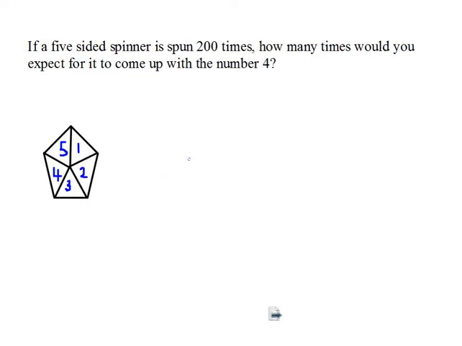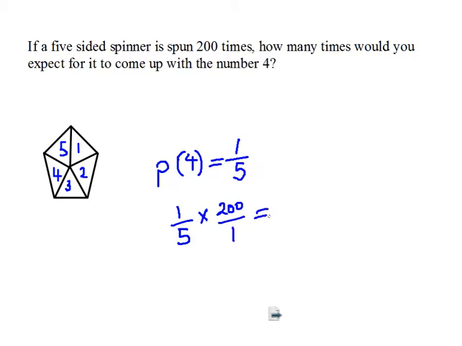If a 5-sided spinner is spun 200 times, how many times would you expect it to come up with the number 4? So again, we would have to first establish what's the probability of getting 4. The probability P of getting 4 equals, well, there's only one 4 and there are 5 possible numbers. So the probability of getting a 4 is 1/5, 1 over 5. So if we're going to spin this spinner 200 times, then it's going to be 1/5 times 200. And whatever the answer is, that is the number of times we are expecting to get the number 4.